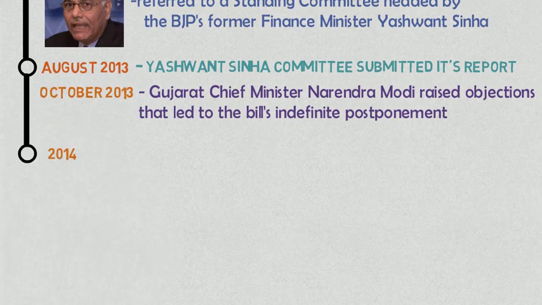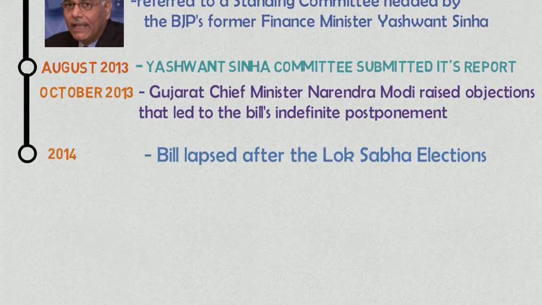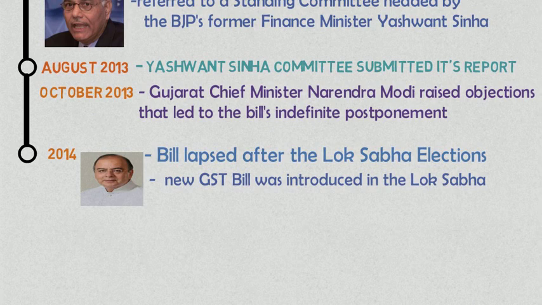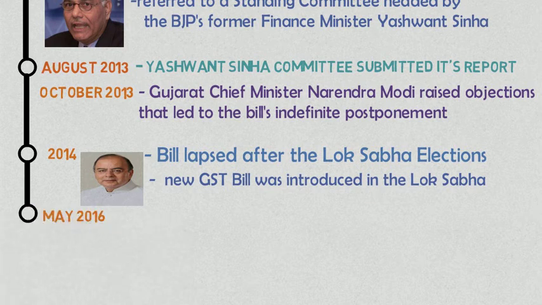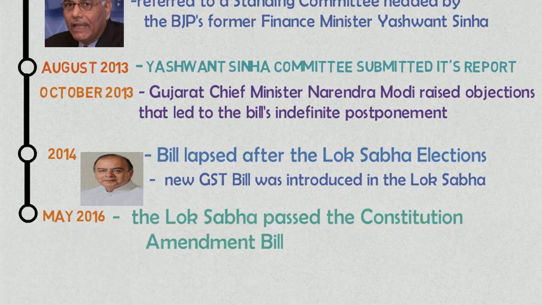The bill eventually lapsed after the Bharatiya Janata Party-led NDA government was elected into power in 2014 Lok Sabha election. 7 months after the formation of the Modi government, the new Finance Minister Arun Jaitley introduced the GST bill in the Lok Sabha, where the BJP had a majority. In May 2016, the Lok Sabha passed the Constitutional Amendment Bill, paving way for GST.